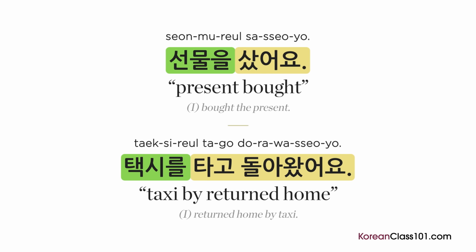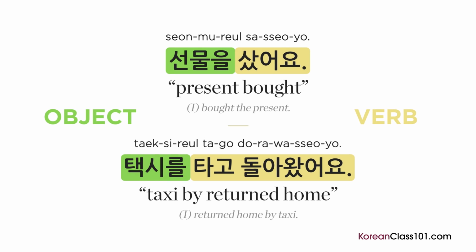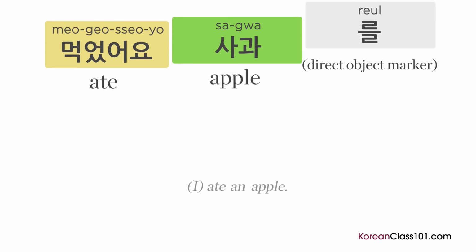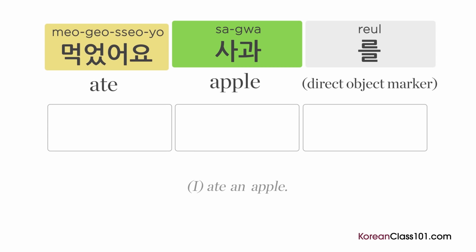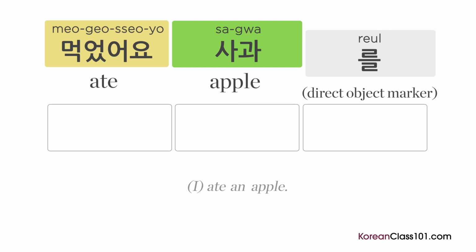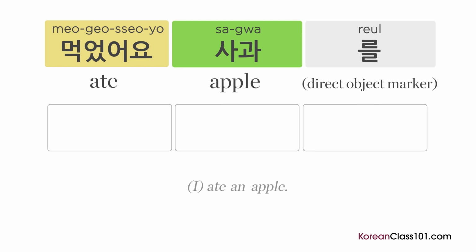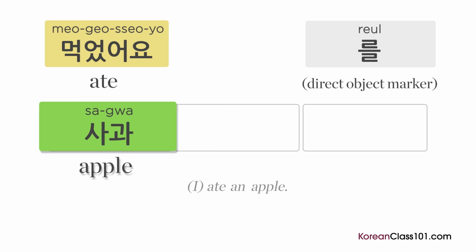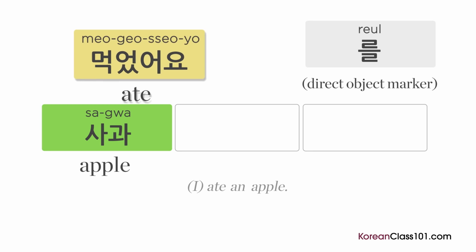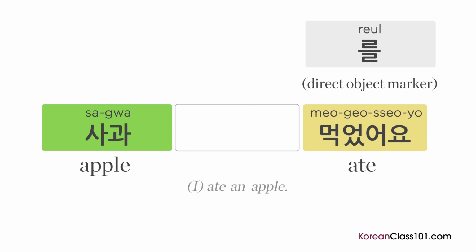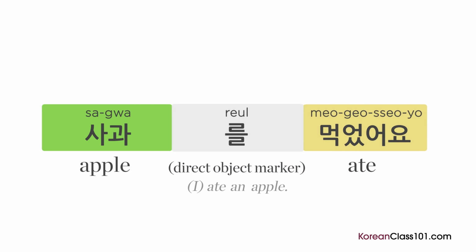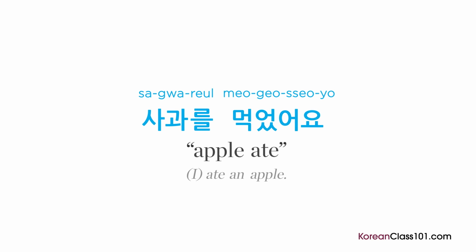Knowing this, we can easily express any simple action in Korean using just the object and the verb. Try to create the sentence, I ate an apple, from these sets of words. 먹었어요. 사과를. Got it? The object goes first, so let's put apple here. And the verb goes last, so let's put ate at the end. Finally, we connect them using the appropriate particle. And that's it. 사과를 먹었어요. Which means, I ate an apple in Korean.